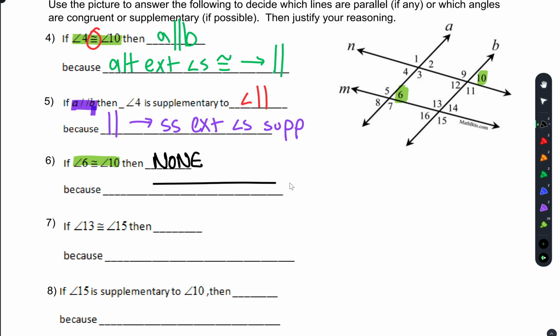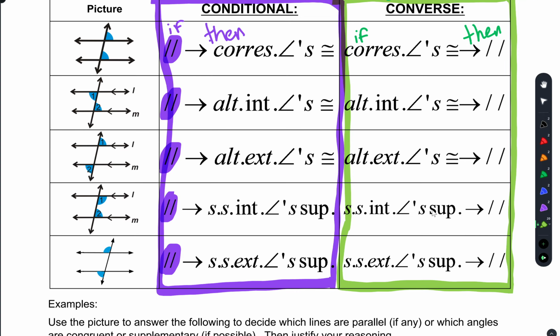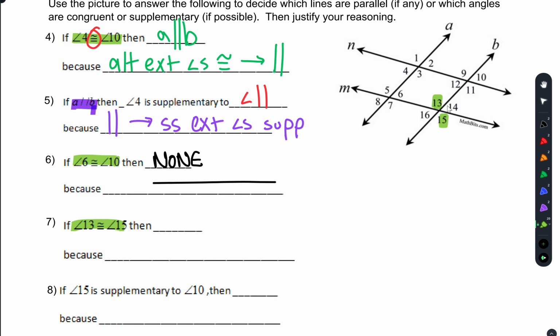Okay, questions on that? Number 7 says angles 13 and 15 are congruent. Again, I'm starting with information about my angles. Let's look at 13 and 15. Are those 2 angles congruent? Yes. Why are they congruent? Is it one of these reasons up here? No. We don't even have a transversal. Once again, they don't share just one line in common. Remember, a transversal intersects 2 different lines. So 13 and 15 are congruent because of vertical angles theorem.